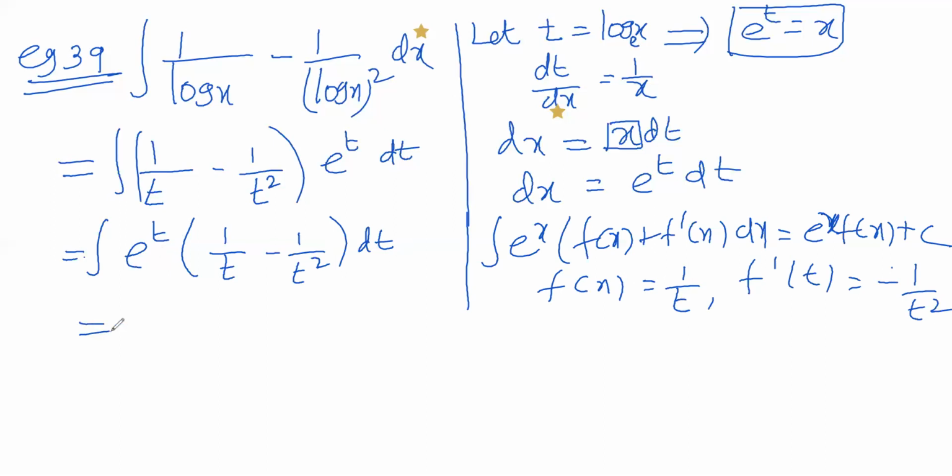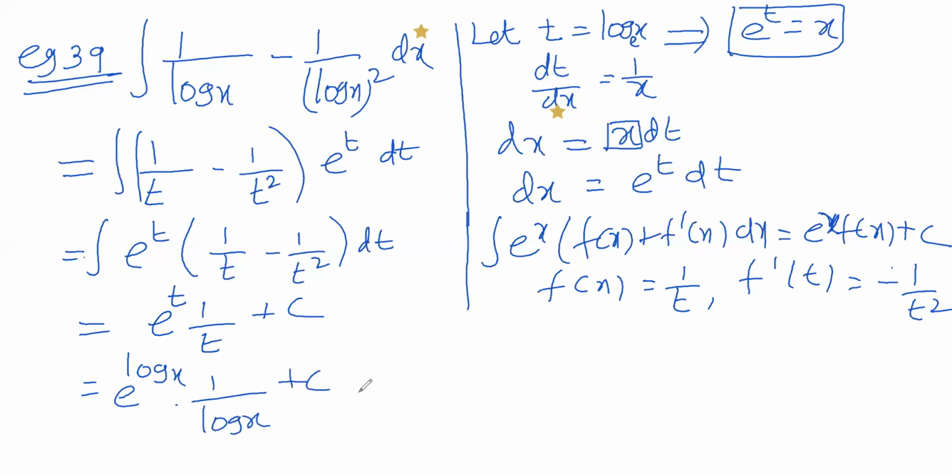So this answer becomes e power t into f of x, f of x is 1 by t, plus c, where t is equal to log x. So e power log x into 1 by log x plus c. What is e power log x? Simply x. So x into 1 by log x, that is x by log x plus c. This is the answer for example 39.